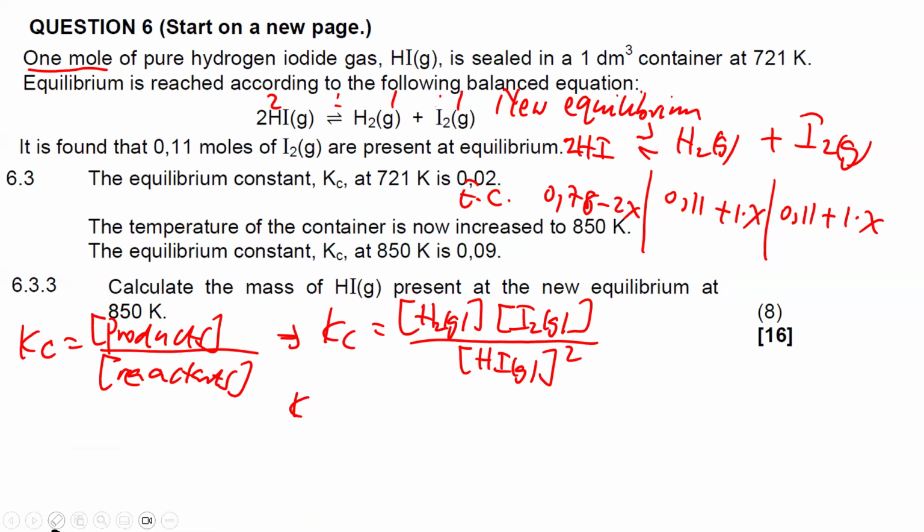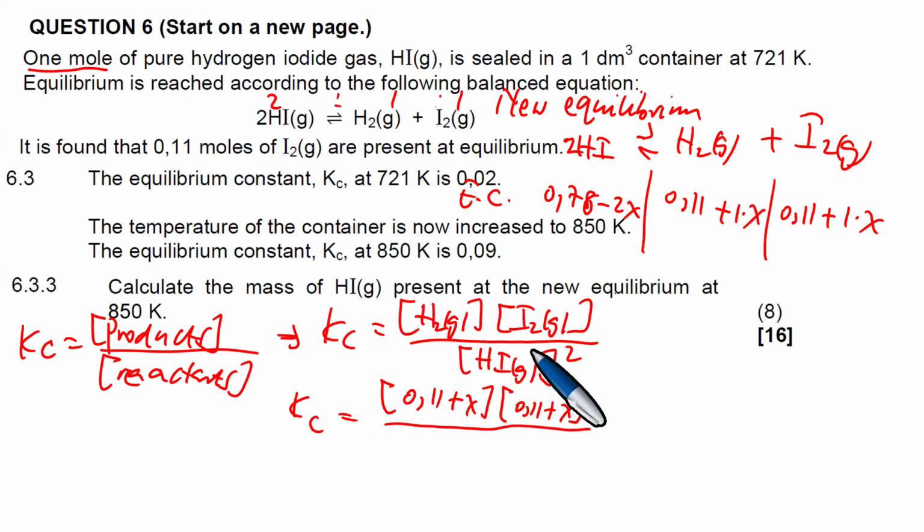Okay, so our Kc, what is the hydrogen iodide? This one here is 0,11 plus x. We divide everything by the hydrogen. Yeah, this is hydrogen and iodine. And then the hydrogen iodide, this one is 0,78 minus 2x. We square it. Why do we square it? Well, we square it because of the 2 here. Okay, we're good. Now let's see what else we're getting.